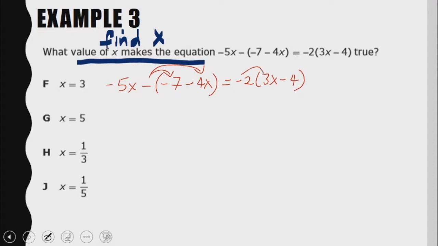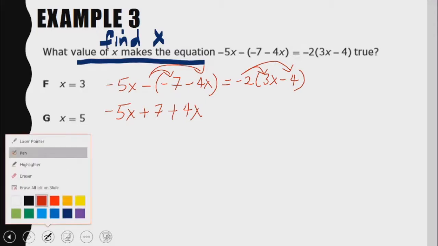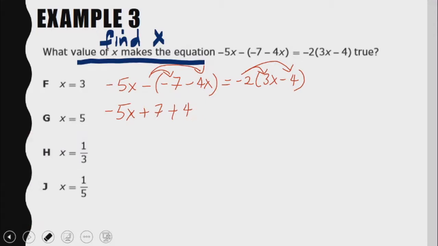And on the right too, you have to multiply whatever is inside this parenthesis with the -2. So let's do that. It's going to be negative 5x. Negative multiplied by negative is going to be a positive 7. Negative multiplied by negative is going to be a positive 4x. Technically, what the negative symbol outside the parenthesis does is change the signs of everything inside the parenthesis.